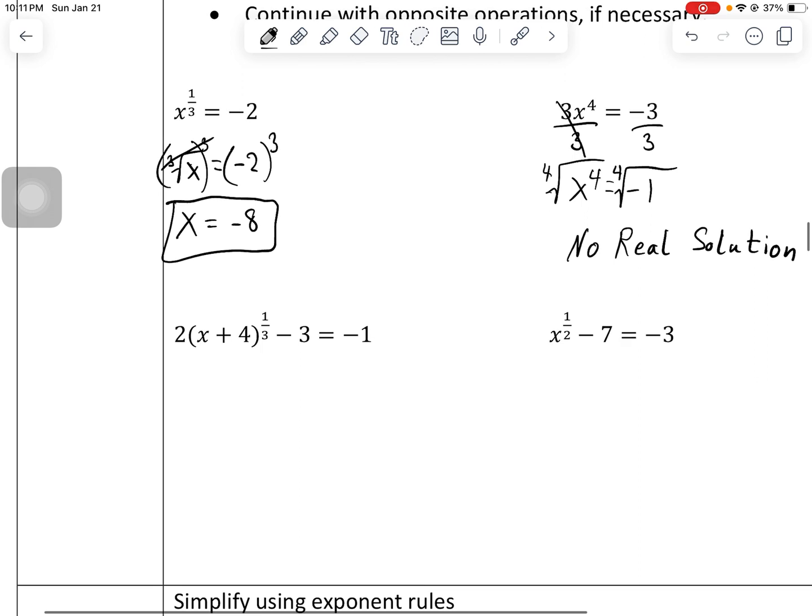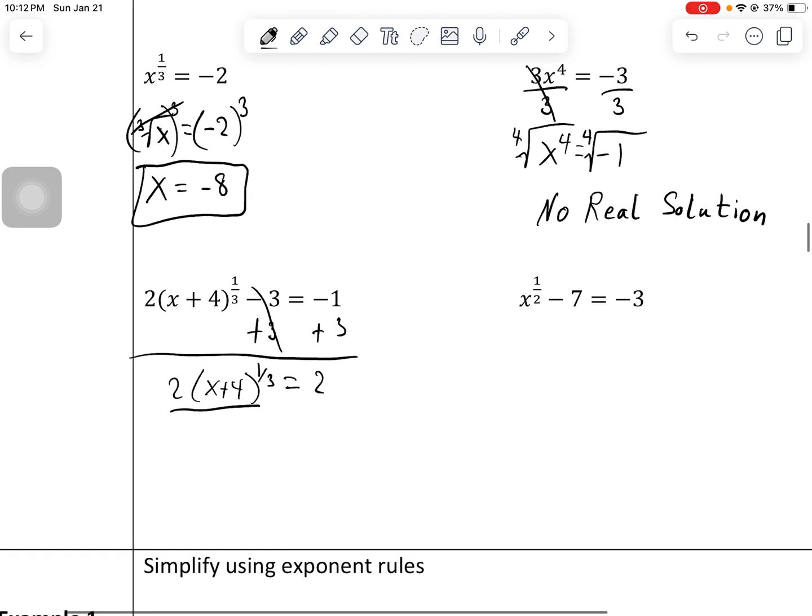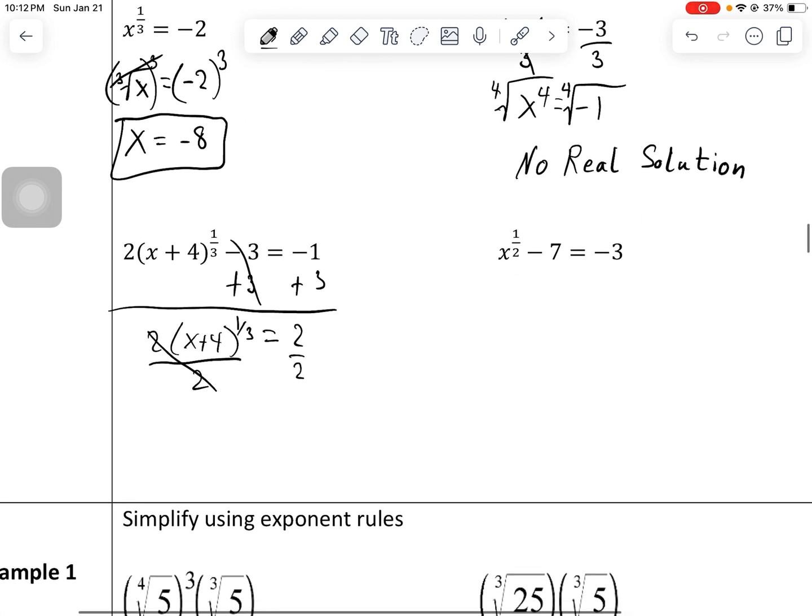Next one we're going to look at here is 2 times x plus 4 to the 1/3 power minus 3 equals -1. Again, our goal is to get the x part in parentheses by itself, so let's add 3 instead. This becomes 2 on this side, 2 times x plus 4 to the 1/3 power. Then we want to divide by 2. We do not want to distribute in this instance because we'd be breaking the order of operations. And 2 divided by 2 is 1.